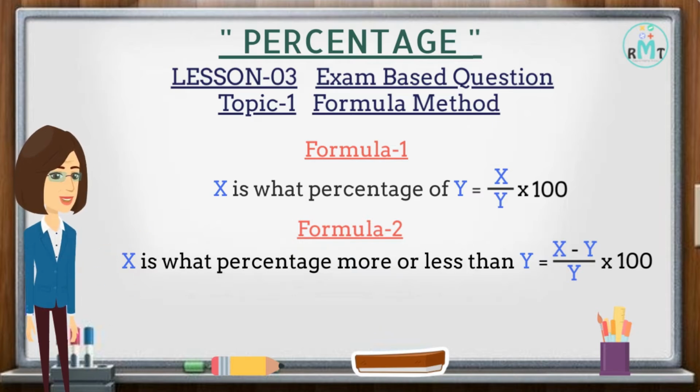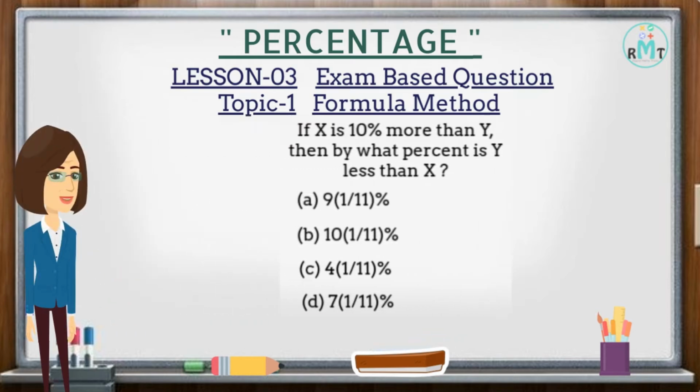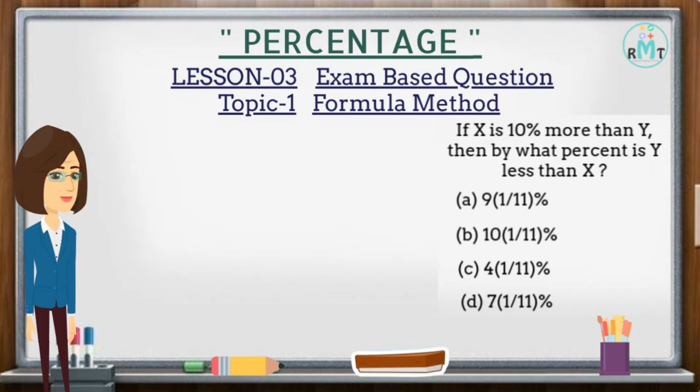In formula 1, if you find any letter near to the word "of", then you should write that letter in the denominator. Similarly, in formula 2, if you find any letter closer to the word "than", it should be written in the denominator. Problem 1. If x is 10% more than y, then by what percent is y less than x?